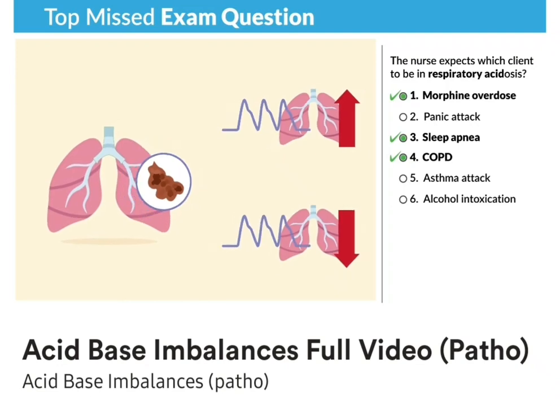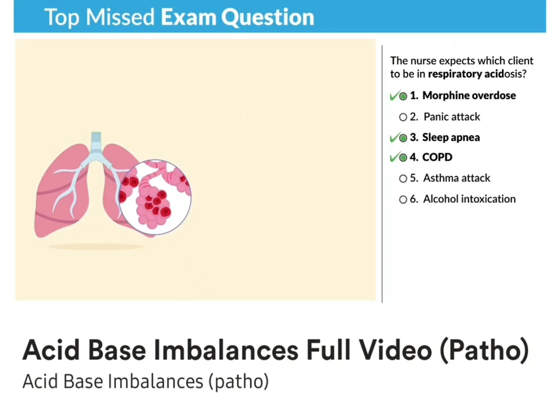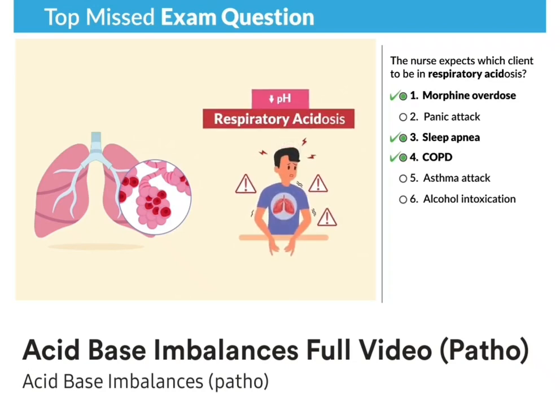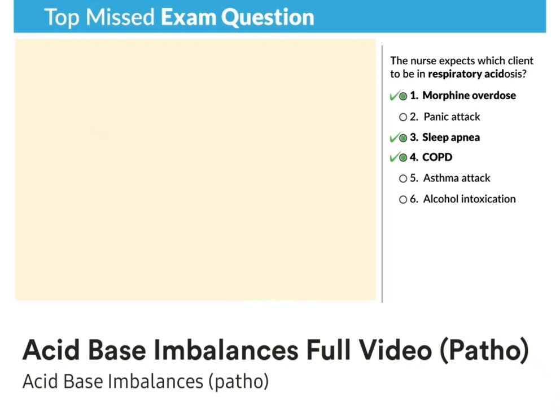So just think about it here. We actually have decreased gas exchange from chronic obstruction. So CO2 is actually retained, putting us into acidosis. So that's correct. And option 5 and 6 are also correct.